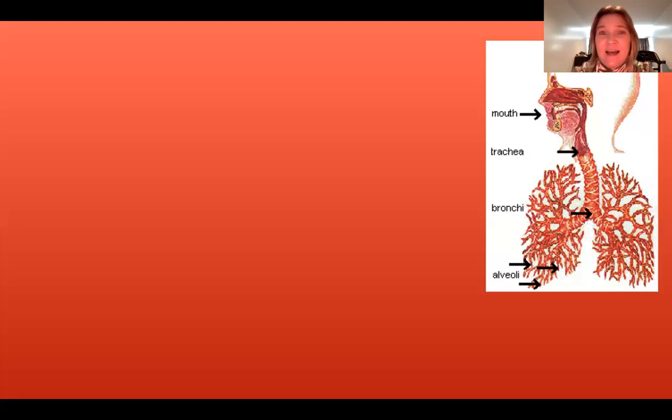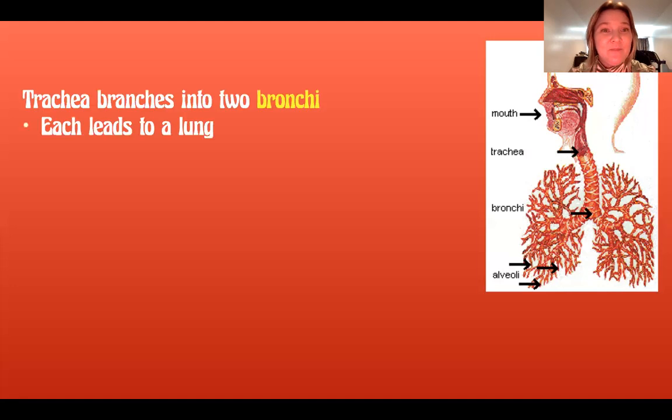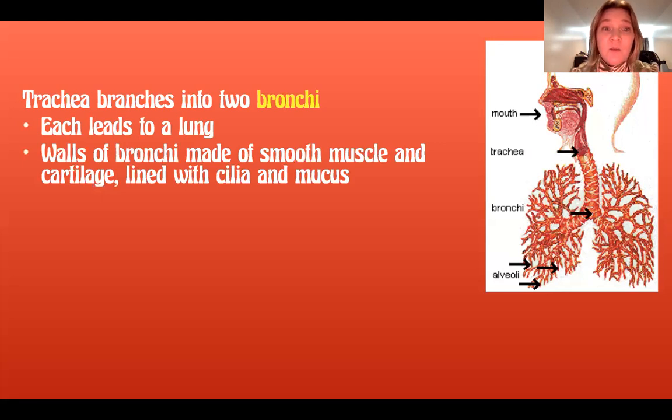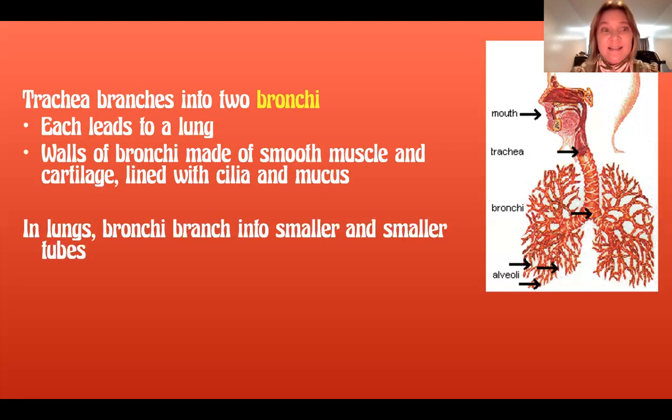Okay, so then that's how we produce sound using our larynx. Okay, so the trachea, which is the tube that leads from the pharynx, which is the back of the throat, to the lungs, branches off into 2 bronchi. Bronchi is plural, bronchus is singular. Each bronchus leads to a lung. The walls of the bronchi are made of smooth muscle and cartilage, and of course they're lined with cilia and mucus, like the entire respiratory tract is.